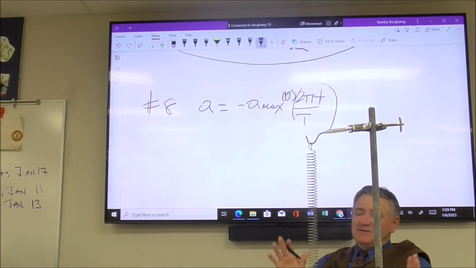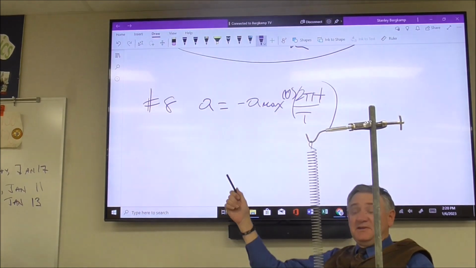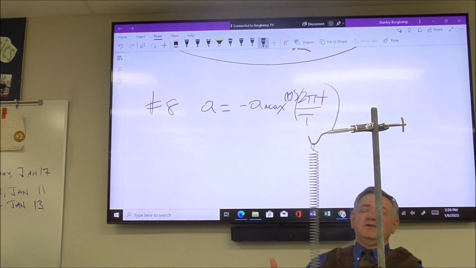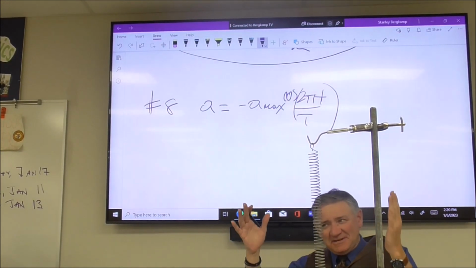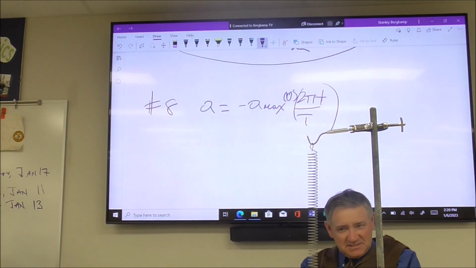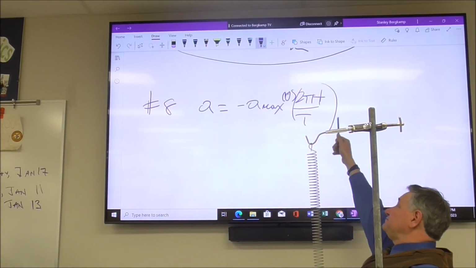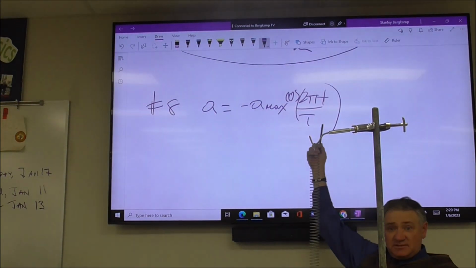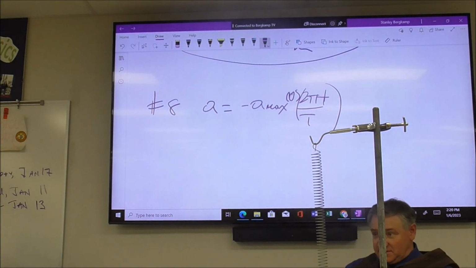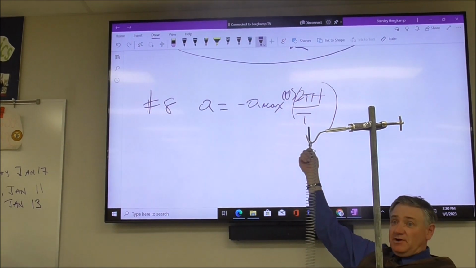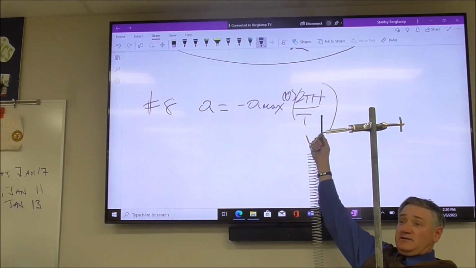Ironically, I put that in there to make it simple, and then kids got confused, like, oh my God, it's a negative of a negative. No. I just put it there to say you have a negative acceleration, okay? But it's the same idea. So at time equals 0, you're taking the cosine of 0. What's the cosine of 0? 1. So at time equals 0, cosine of that is 1.